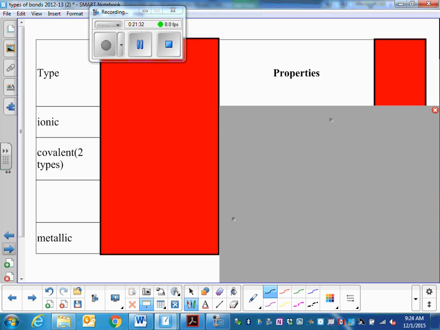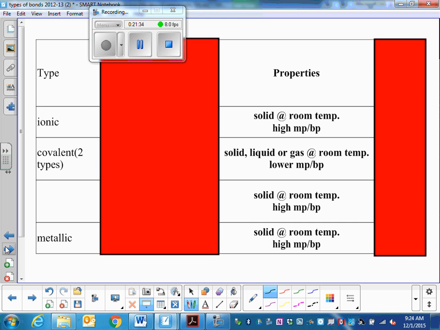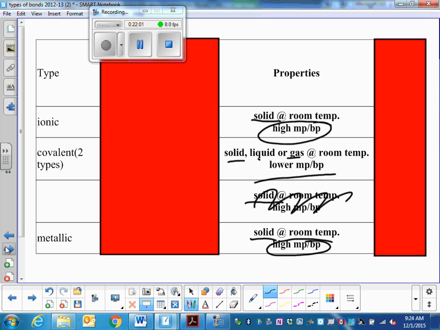Guys, I don't want you writing down word for word what I've written here. Think. All of them are solids. Ionic, covalent, metallic, they have high melting and boiling points. What's the only different thing? Covalents are solids, liquids, and gases, and they have low melting and boiling points. Do we get the difference?